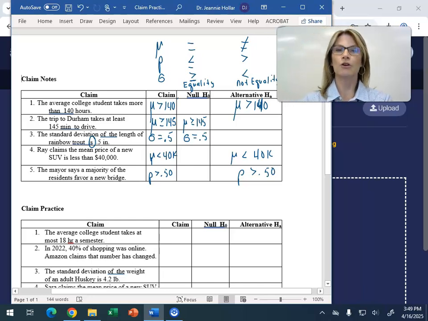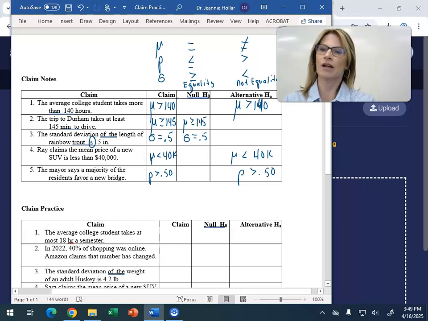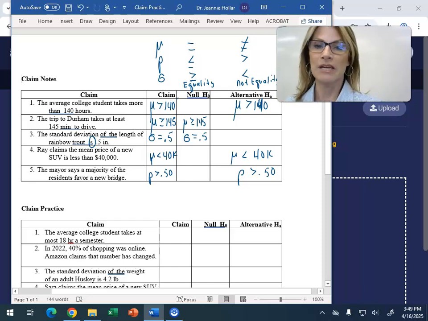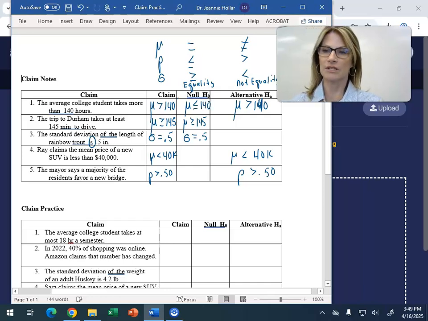Okay, to write your other statement, once you get your null or your alternative there, your other statement is the statement that is the exact opposite of that statement. So, for example, the average college student takes more than 140 hours. You either take more than 140 hours or you don't. The opposite of more than 140 hours would be less than or equal to 140 hours.